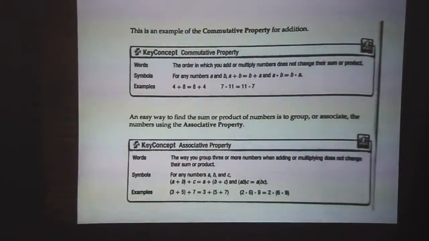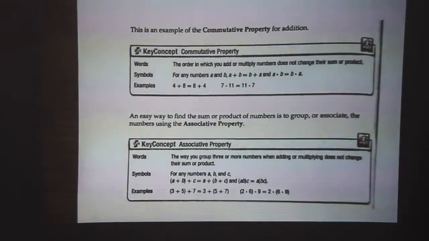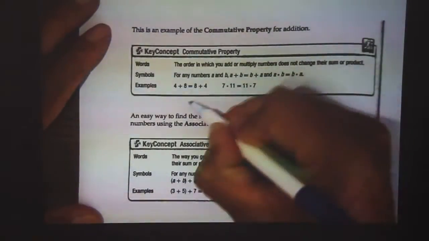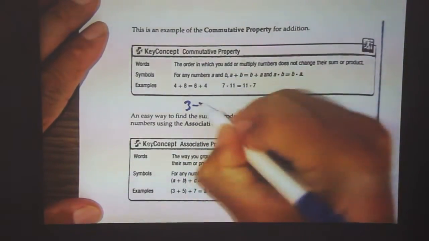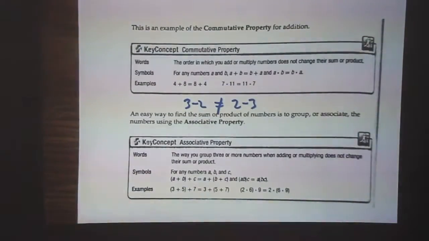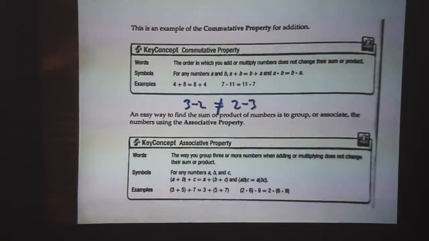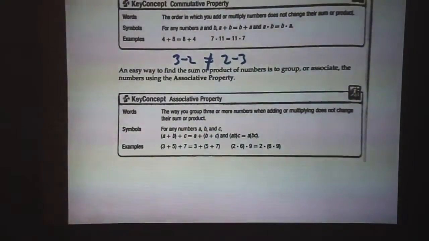You may not, again, you may not subtract in any order that you want, nor can you divide in any order that you want. 3 minus 2 is not equal to the 2 minus 3 idea. They are very different, so you cannot commute in subtraction. And then lastly, the associative property.